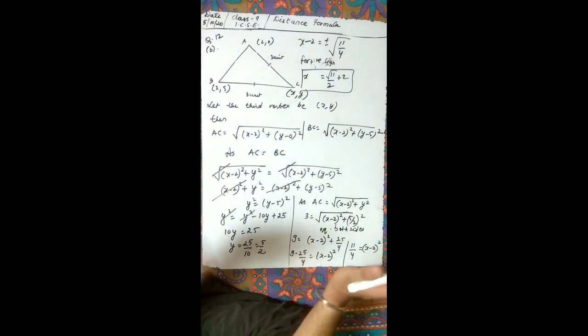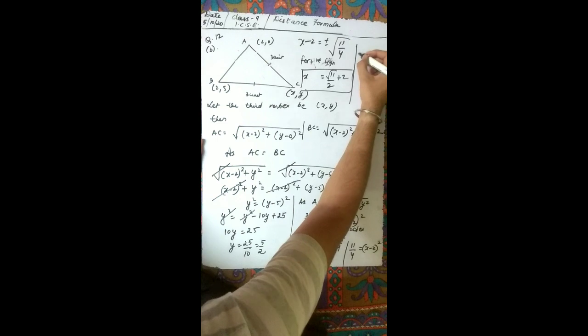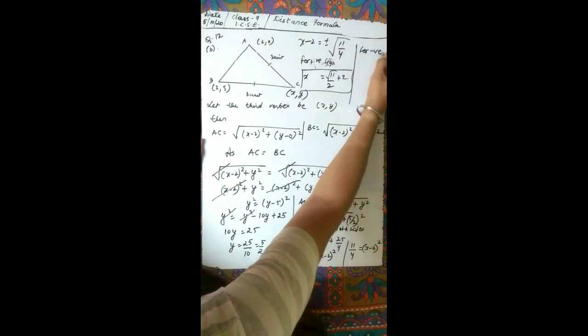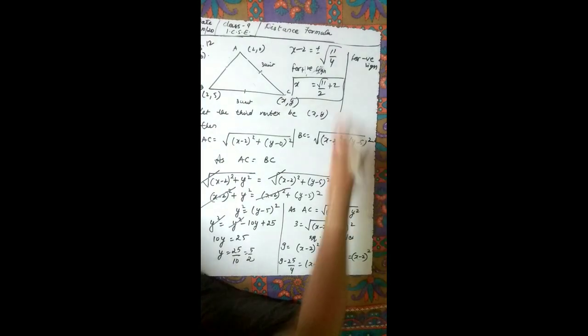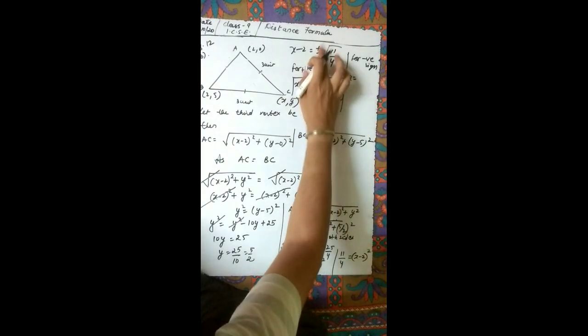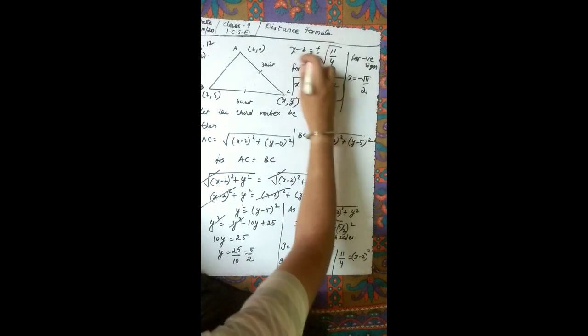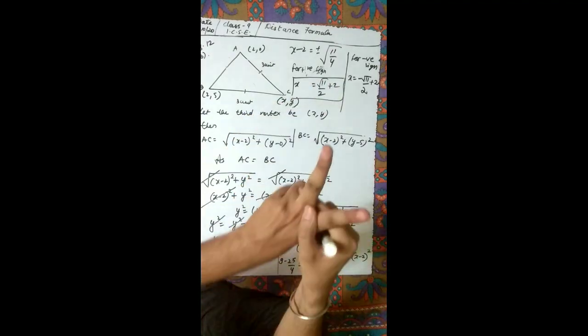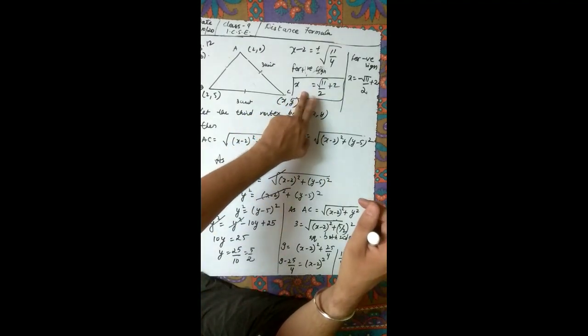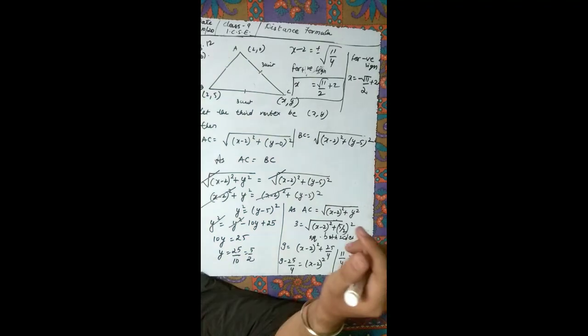Understood? Now what will be the other value for the negative sign? X will be equal to minus root 11 by 2, and if you take minus 2 to that side, it will be plus 2. So what will be the coordinate then? (2 minus root 11 by 2, 5 by 2). So you will get 2 coordinates. For the positive case it will be like this, and for the negative case of x it will be like this.